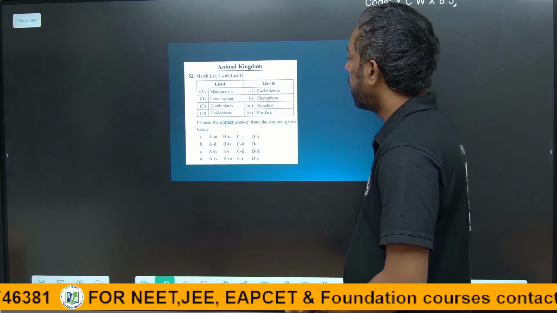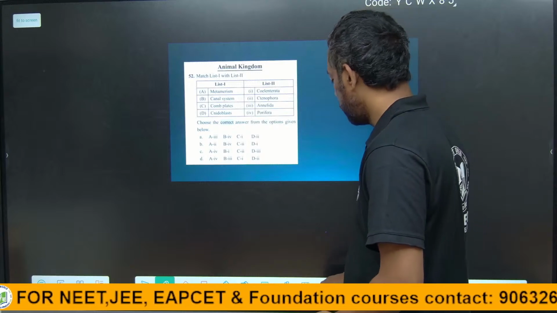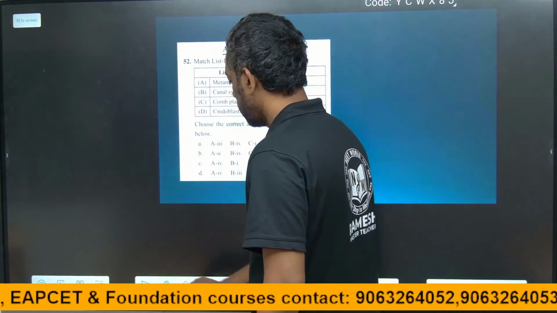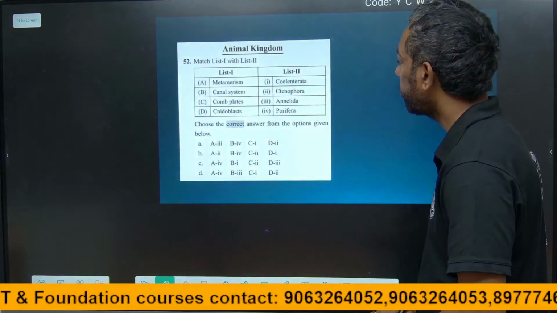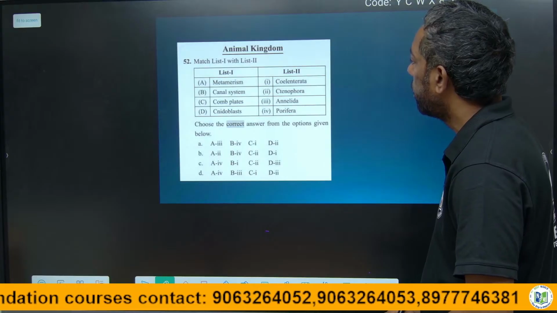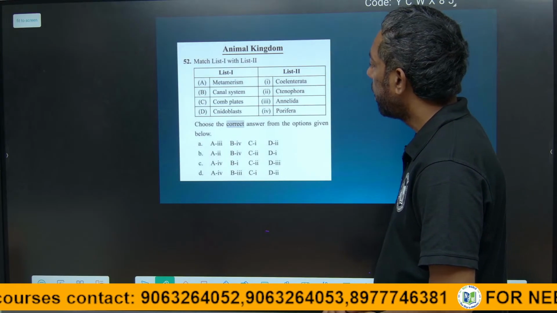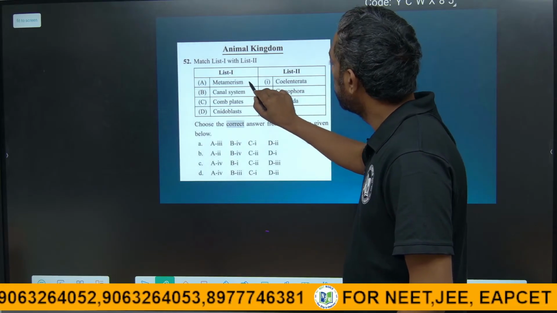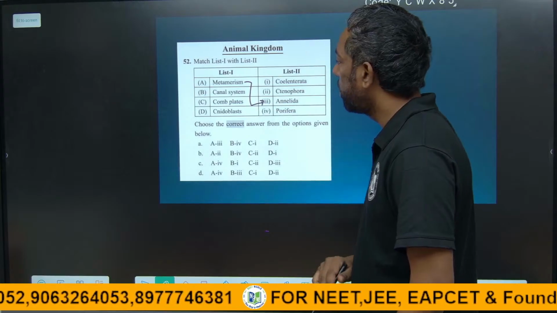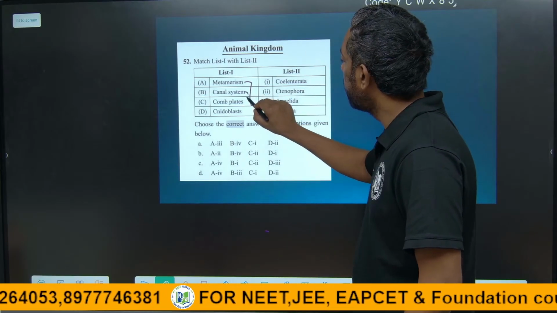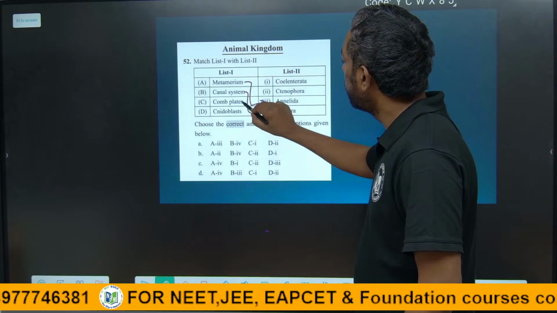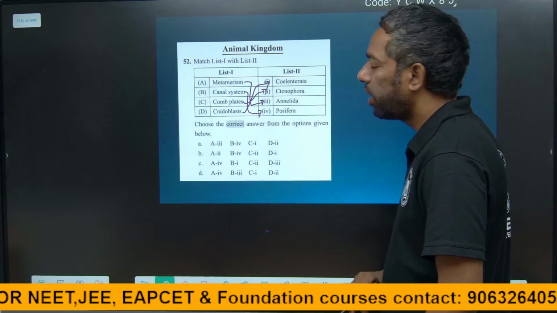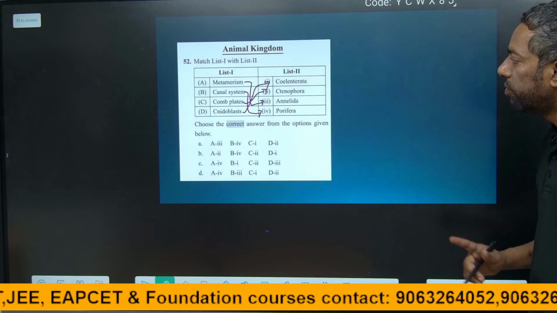Yes, here just look into this. It is a match the following question. Directly what you know, metamerism is like annelids. Canal system, obviously it is porifera. Comb plates is a direct question from the TNO4. Nidoblast is coelenterates. Very easy, direct question, guys.